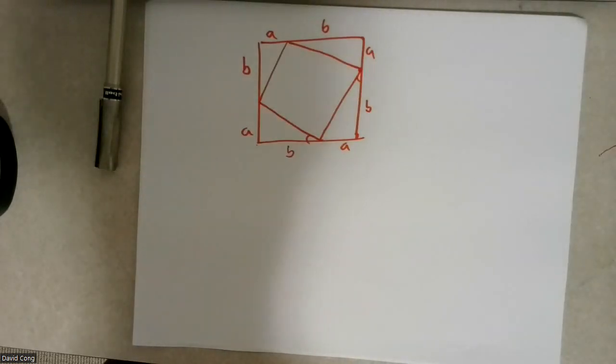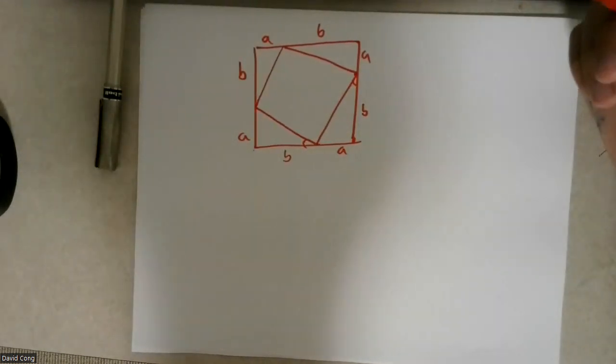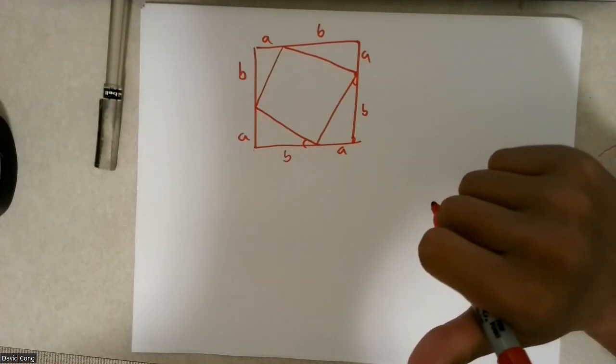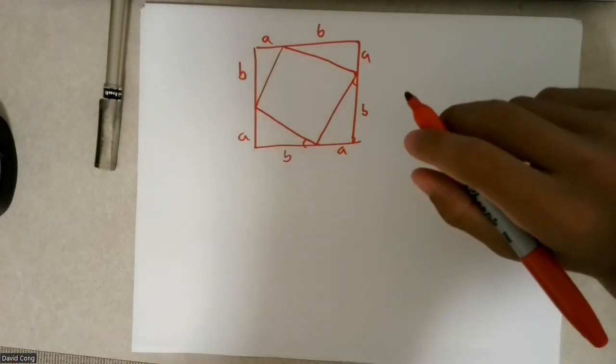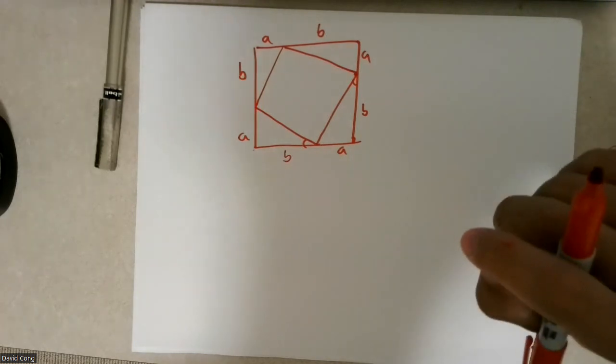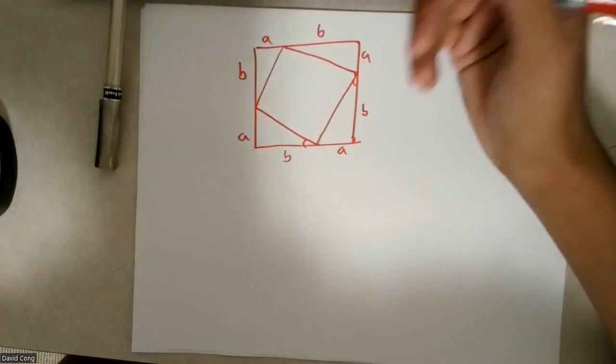So, we know that. Actually, let's prove it. Let's prove why, if this is A, this is B. So we have to prove the triangles are congruent. What's one way we can do this? Wait, angle side angle. That's a way that works. So, angle side angle. ASA.